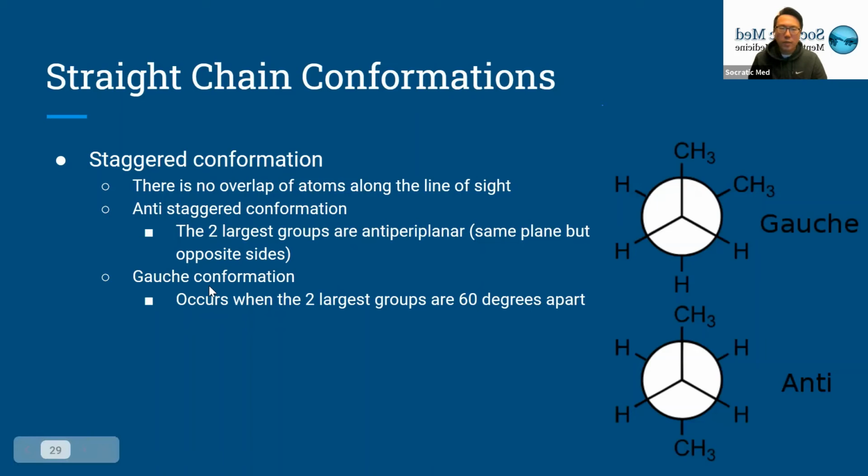Gauche is the next conformation. It's also staggered, but it's not as energetically favorable as anti, because there's only a 60-degree difference between the two largest groups. So you can see on the top, in this gauche formation, the carbon groups are still not on top of each other, but they are pretty close to each other. They have a 60-degree difference between them instead of the 180-degree difference between the methyl groups in the anti conformation. So those are the two different staggered conformations.